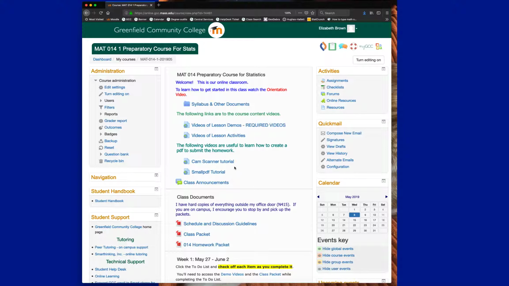The next two videos are useful to help you learn how to create a PDF. You'll be required to turn in 9 homework assignments, and each of those should be turned into a single PDF to be submitted here on Moodle. CamScanner is an app that's free, and it allows you to take a picture using a smartphone, take several pictures and combine them into a single PDF, and that's probably the easiest way to turn your homework into a PDF.